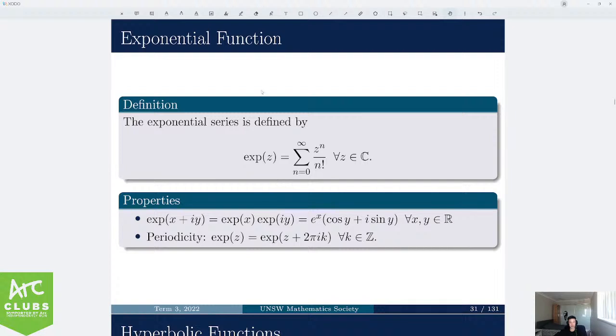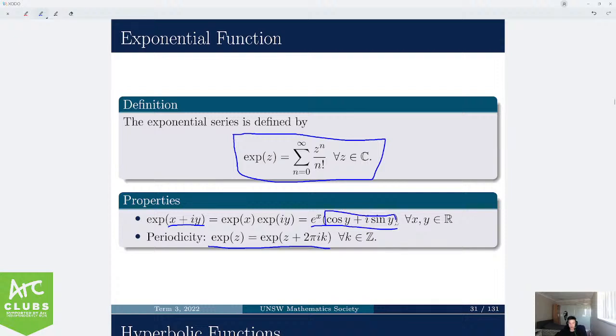Next part is the exponential function, and the exponential function is defined by the Taylor series. If we have e to the power x plus iy, we can separate it out into e to the power x times cos y plus i sine y. And the exponential function is periodic every 2 pi i k, mainly because this function over here, cos y plus i sine y, is periodic every 2 pi, because when you go around the unit circle.